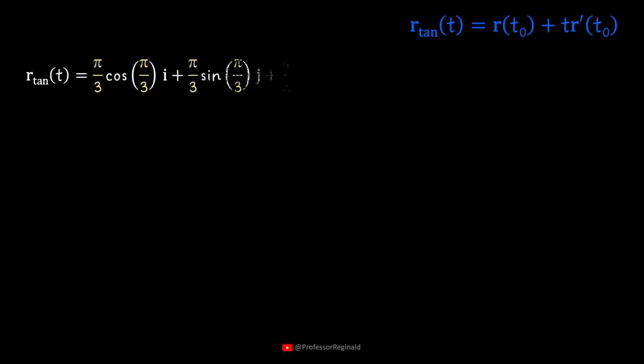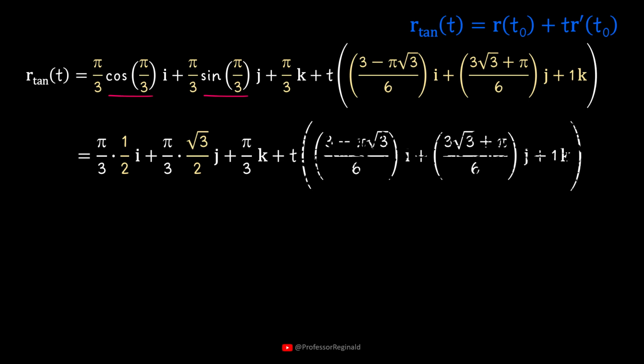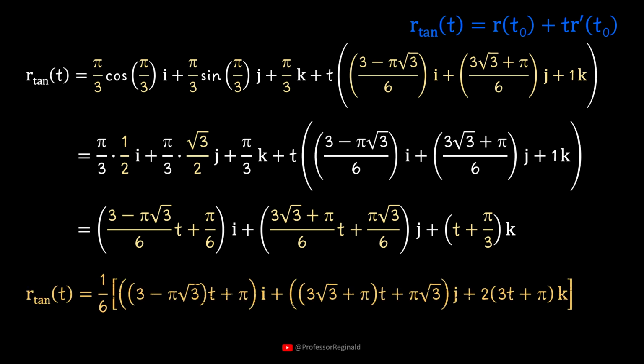Next, find the equation of the tangent line. Substitute the required expressions, the vector-valued function and the derivative at t equals pi over 3. Evaluate the values of the trigonometric factors, and combine the expressions for i, j, and k. Therefore, this is the vector equation of the tangent line to the curve where t equals pi over 3.